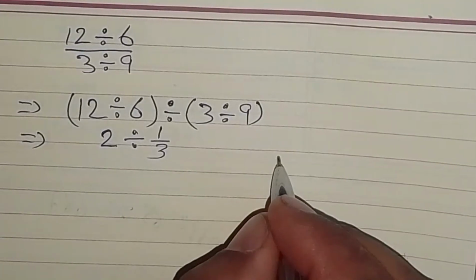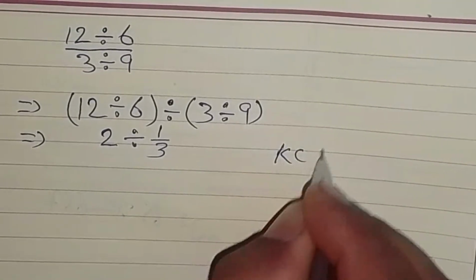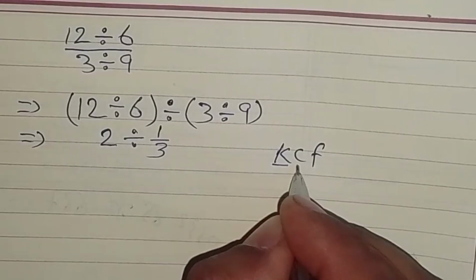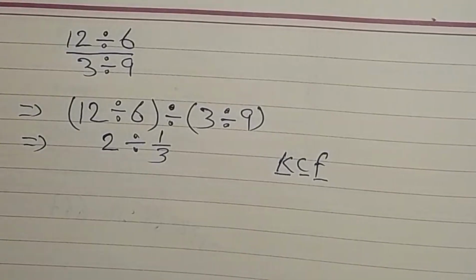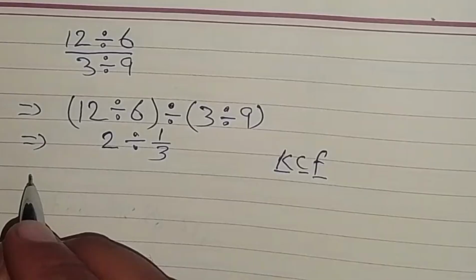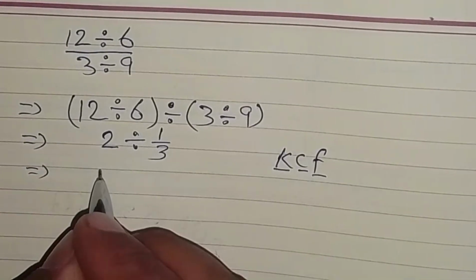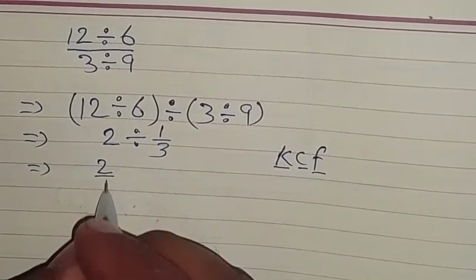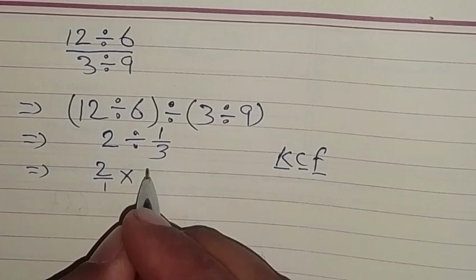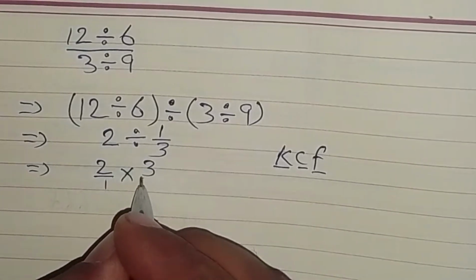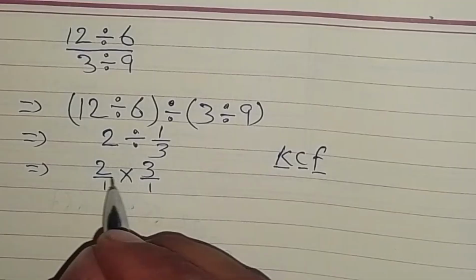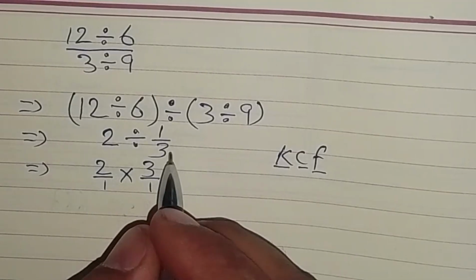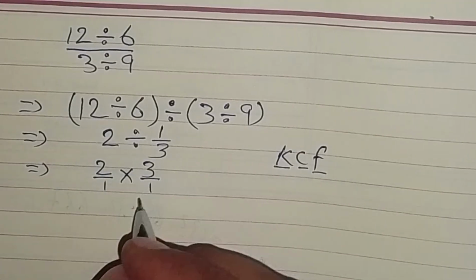So we apply the rule of KCF. K means keep the first fraction, C means change division to multiplication, and F means flip the second fraction. So the equation becomes 2 over 1 multiplied by 3 over 1. So we change division to multiplication, keep the first fraction, and flip the second fraction.